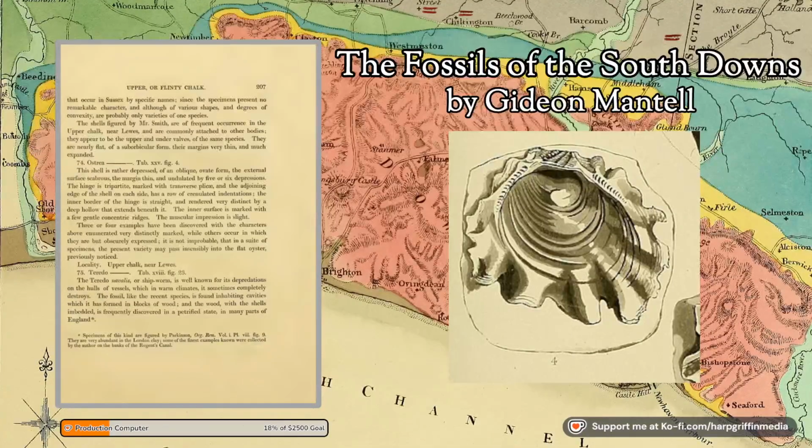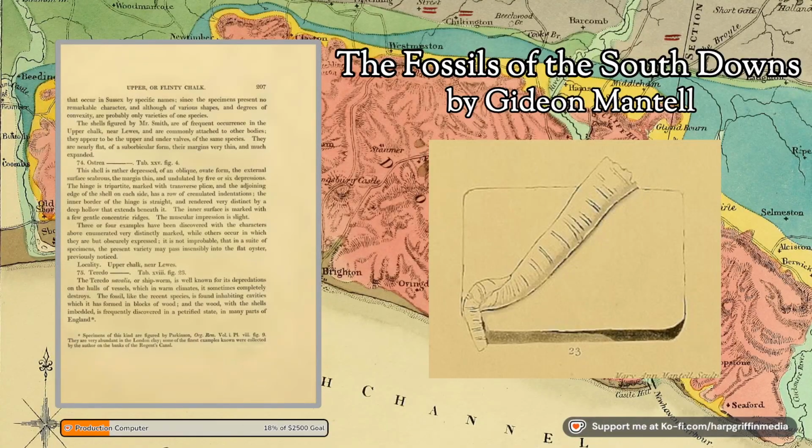The inner surface is marked with a few gentle concentric ridges. The muscular impression is slight. 3 or 4 examples have been discovered with the characters above enumerated very distinctly marked, while others occur in which they are but obscurely expressed. It is not improbable that in a suite of specimens the present variety may pass insensibly into the flat oyster, previously noticed. Locality: Upper Chalk, near Lewes.